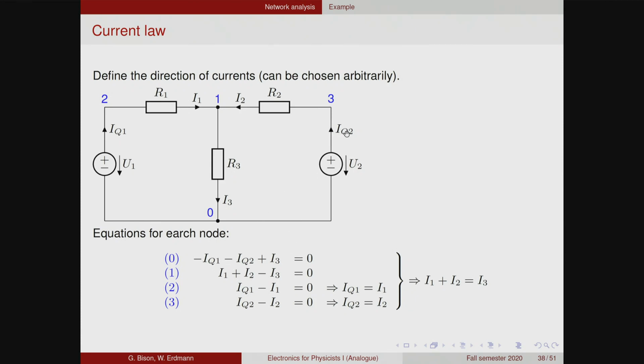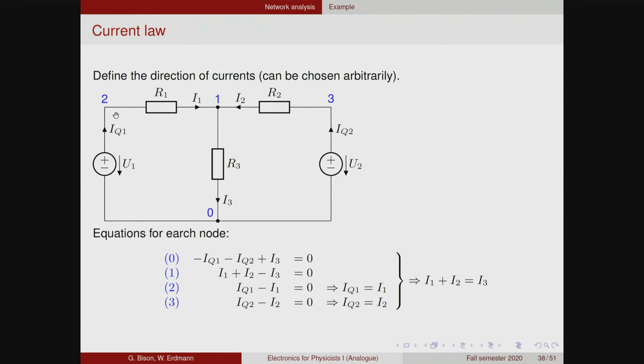The same is true for IQ2. So we follow this line. We go through the component. The component does not change the current, and we find that the direction is out of this node. So we also count it negatively. It's IQ2. Then the next interesting node is node 1. Here we see that current 2 and current 1 go into the node, and current 3 comes out of the node. So we call 1 and 2 positively, and current 3 we count negatively.